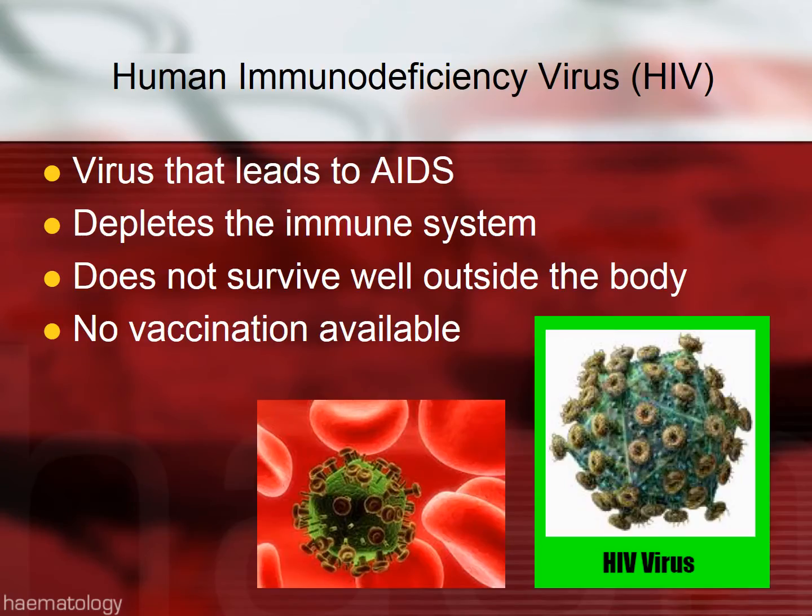So when we start looking at the virus that leads to AIDS, obviously we're talking about HIV, and it does deplete the immune system. The good thing is that it doesn't live outside the body well, and so it's not going to be something that you can touch like a door handle or something like that and get HIV. Now, the thing with this is this does not have a vaccination that's available for it, and so you would have to make sure that you're keeping yourself safe in other fashions.